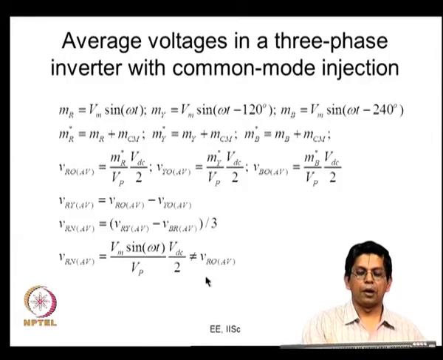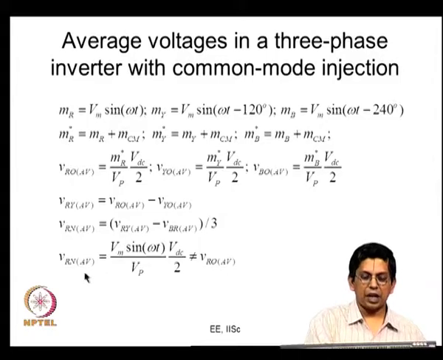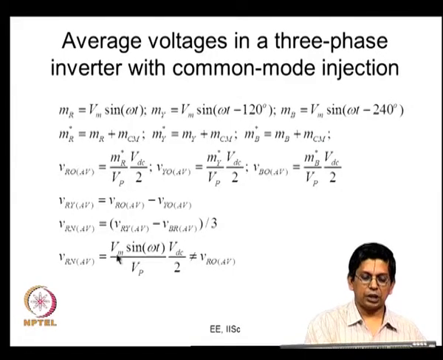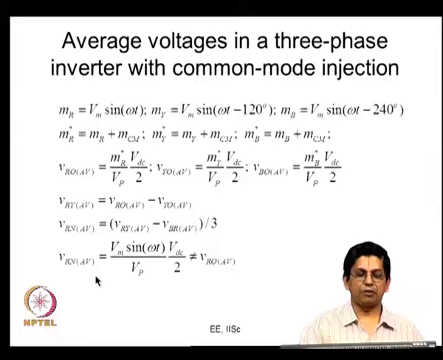Now, the difference you see is VRN average is Vm sin omega t by Vp into VDC by 2, which corresponds to this. The MCM is gone there. So, it is not exactly equal to VRO average. Whatever is the common mode component or the triplen frequency components in VRO average, they have been knocked off, and that is what you get in the VRN average.